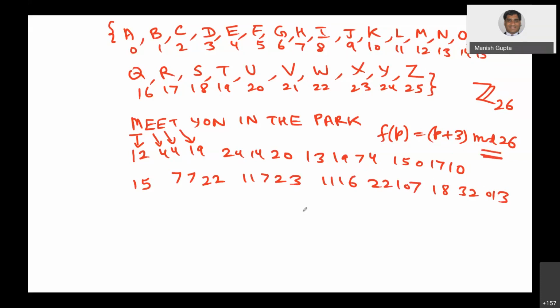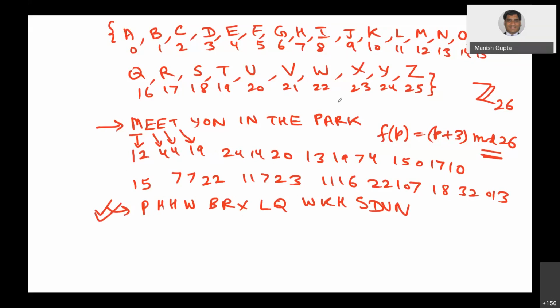So we will get some other numbers, and now I am going back to letters. What is 15 here? 15 is P. So I can go back and write down the message: P H H W B R X L Q W K H S D U N. Rather than sending the original, I can send this, and this is the encrypted message. So we have shifted everything, mapped into this modular thing. It's modular arithmetic, modulo 26. Any question at this point?